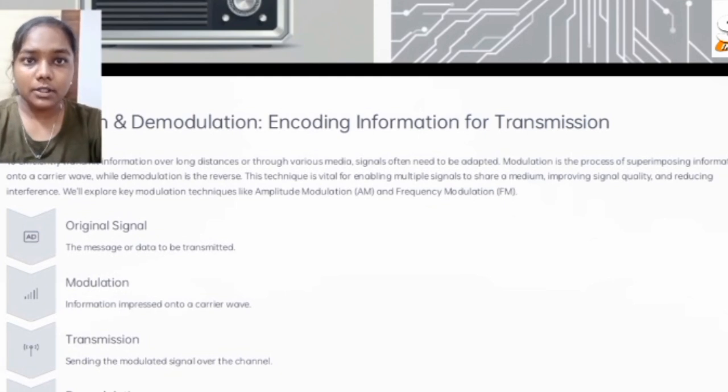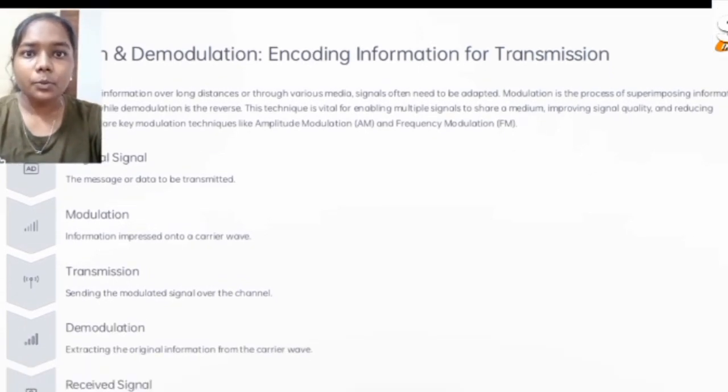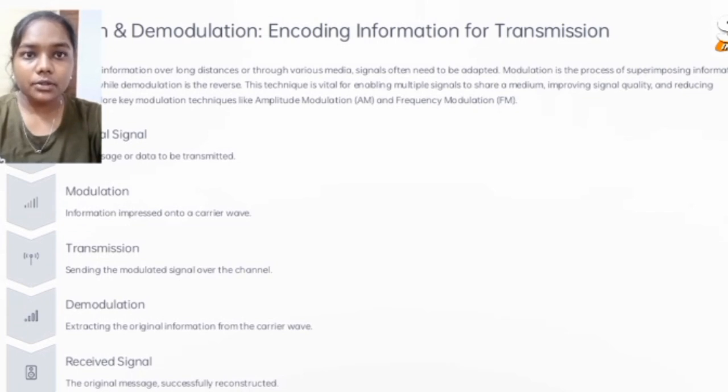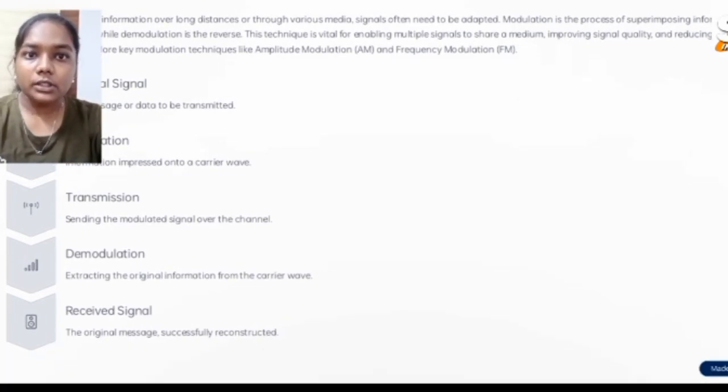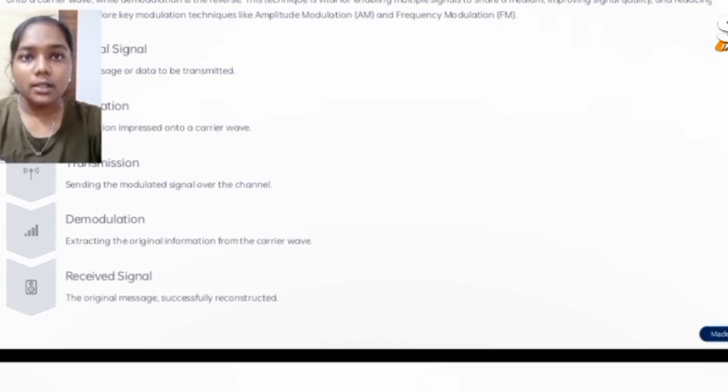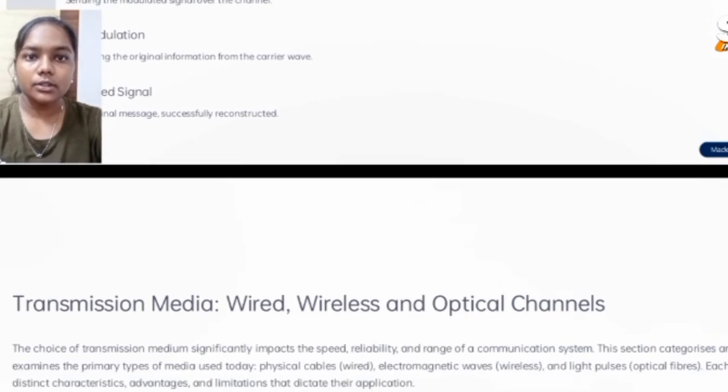Original signal, the message or data to be transmitted. Modulation, information impressed onto a carrier wave. Transmission, sending the modulated wave over the channel. Demodulation, extracting the original information from the carrier wave. Received signal, the original message successfully reconstructed.